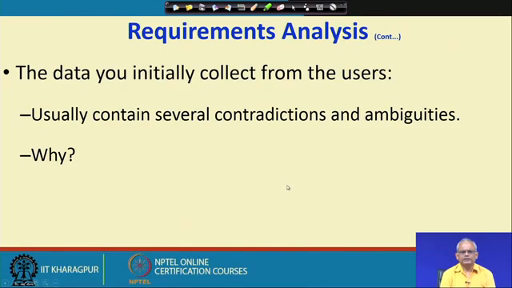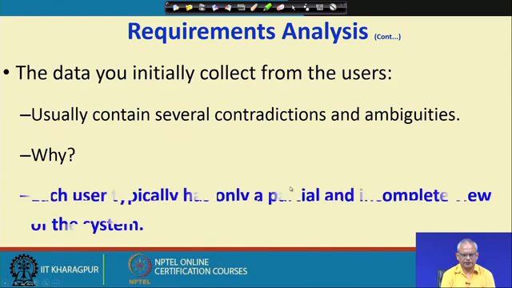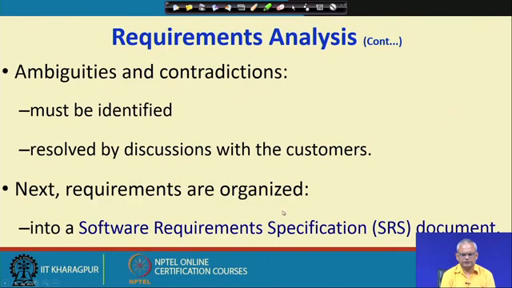The main reason is that you are gathering requirements from a set of end users, and each user has a different view of the software, and sometimes the views may contradict each other. Also, they might miss out some of their requirements, or they may give an ambiguous statement. Each user has a partial and incomplete view of the system, and that is the main reason why there are difficulties in the gathered requirements.